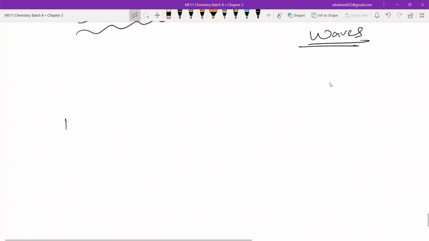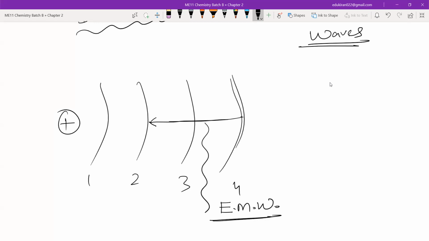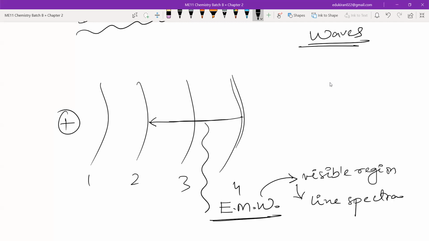Now, as I said, I hope you can see here 1, 2, 3, 4. So for example, if you have an electron in the fourth excited state and it is traveling back to the second one, it will emit some kind of electromagnetic waves, and when these electromagnetic waves are in the visible region, we see some line spectra. Then we see some line spectra, right?